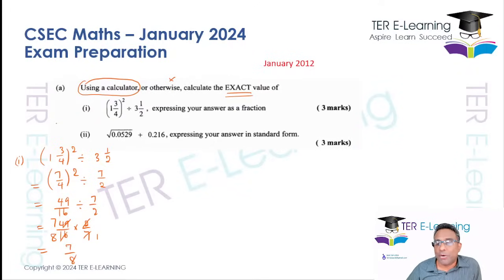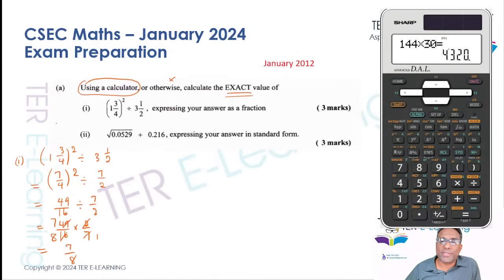Now, like I said, you can use your calculator in order to work this out, right? So let me show you something here. Right, so this is my calculator here. And if I wanted to work this out, this is how I would do this. Open brackets, 1 3 over 4. Right, so most calculators can handle fractions. So this is going to square this, divided by 3.5. So that's 3.5. Right, and we're going to get 7 over 8.